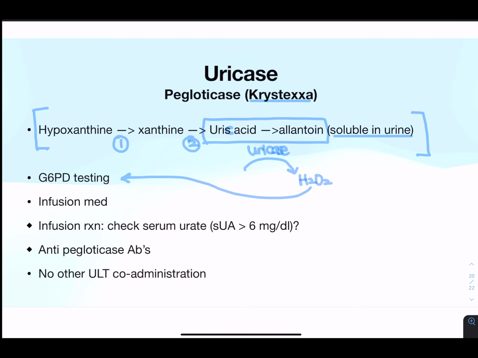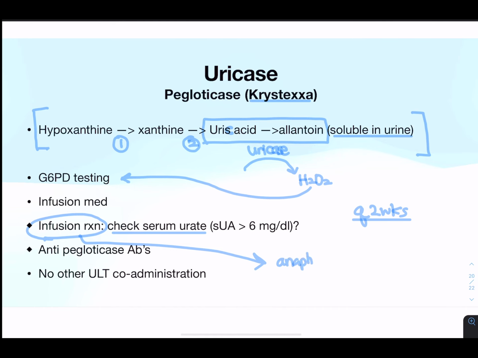Pegloticase is an infusion medication that is given every 2 weeks. And prior to each infusion, you need to recheck the serum uric acid level. Why? Well, the answer has to do with the infusion reaction, which is common with pegloticase, but we're mostly worried about anaphylactic reactions. And most reactions occur within the first few hours of infusion, although delayed type of hypersensitivity can occur. So prior to getting pegloticase infusion, patients will get pre-medicated with antihistamines, steroids, and other medications, but that doesn't always prevent the development of infusion reactions. So one thing we do is to monitor the pre-infusion serum uric acid level.